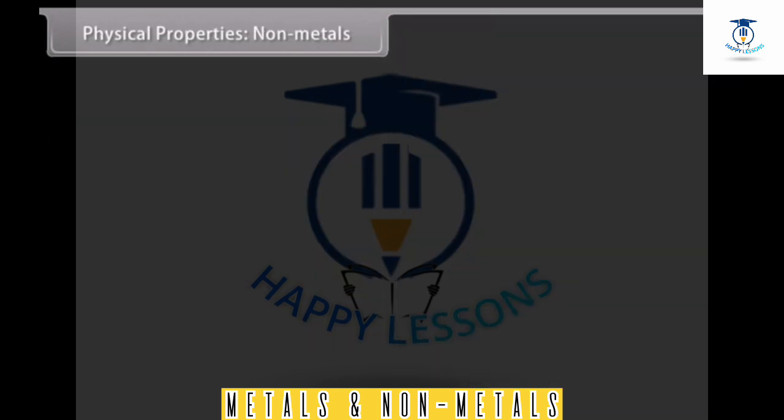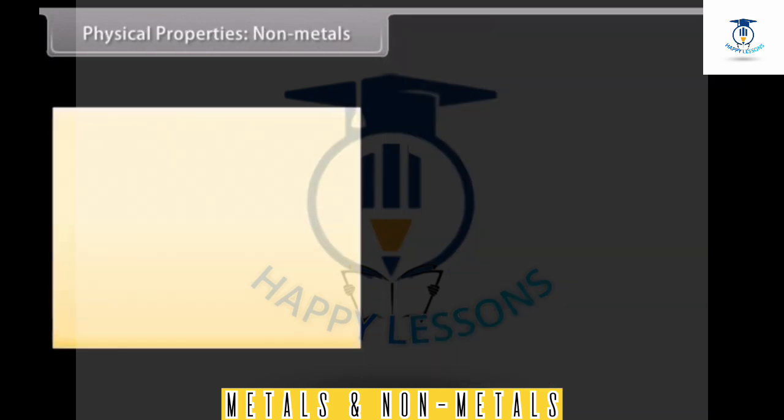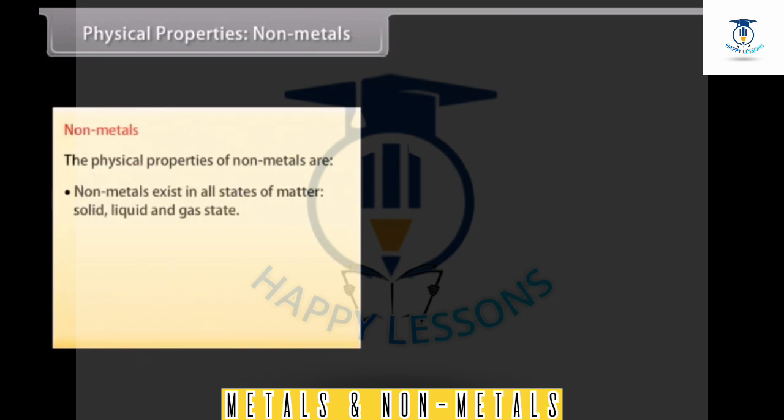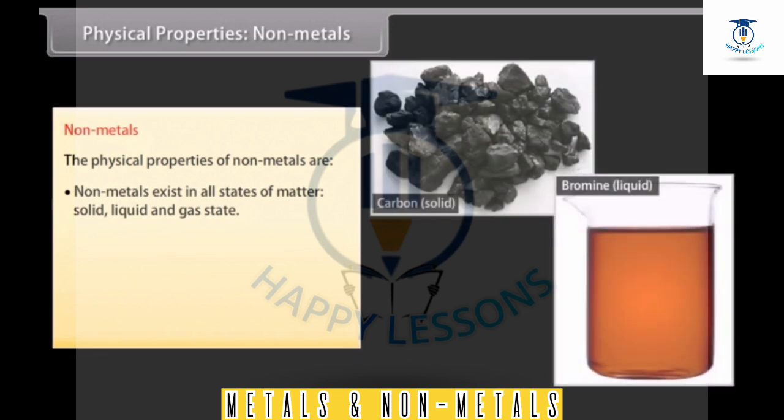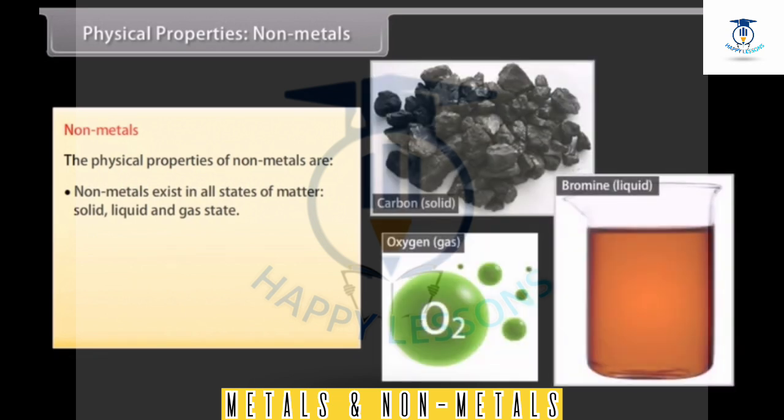Physical properties. Non-metals. Let us now look at the physical properties of non-metals. Physical state. Non-metals exist as solid, liquid, or gas at room temperature. Gas: oxygen, chlorine, fluorine. Liquid: bromine. And solid: carbon.